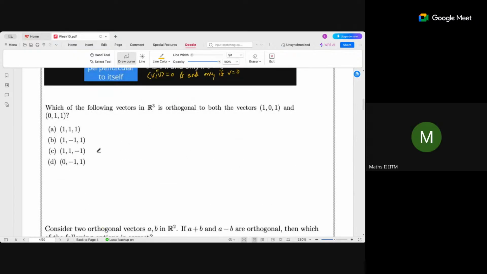So the next thing here, we have a very simple problem. Which of the following vectors in R3 is orthogonal to both the vectors 1, 0, 1 and 0, 1, 1?